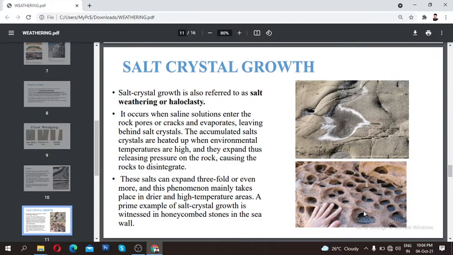A prime example of salt crystal growth is witnessed in honeycombed stones in the seawall. It's a very simple example, and you can watch this when you visit some sea area. You can see in some pore spaces or cracks these kinds of salt will be present. Now we know the process of how it is formed. So hereafter, when you visit sea areas nearby, you should observe whether there are rocks with cracks or fissures, and whether there is any accumulation in that rock.